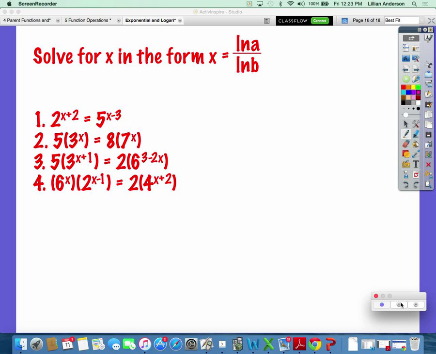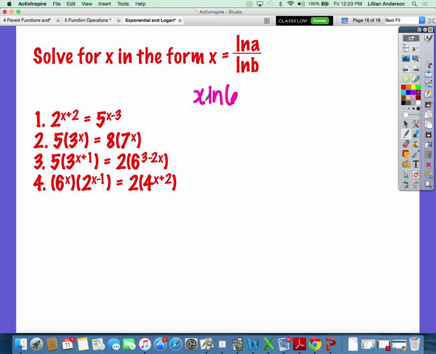Not necessarily the log, because we got to get in this form, so we could take the ln of everything. The ln of 6 to the x, which technically would bring the x to the front, right? We take the ln of this inside part, so it would be x minus 1.